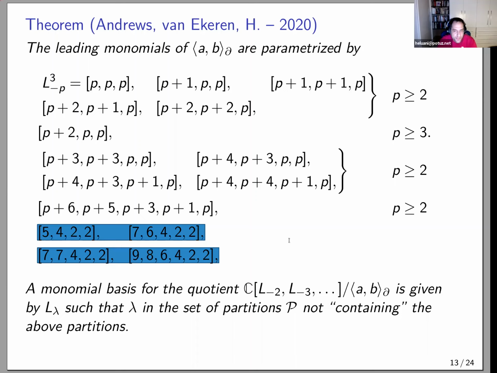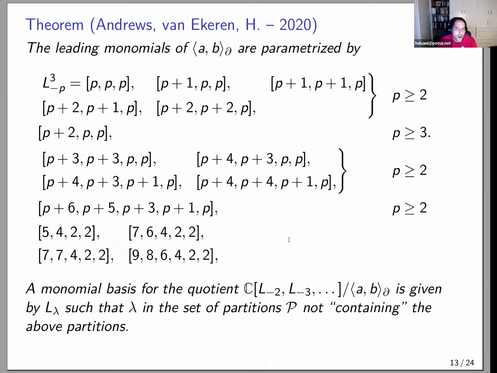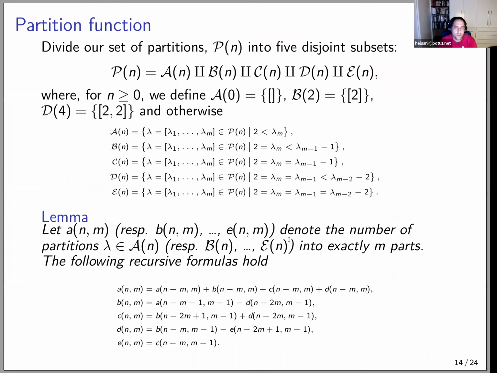And because of the existence of these 4 exceptional guys, you need to break up that set of partitions P in these 5 different sets where you have a 2 or you don't have a 2. That's A, you don't have a 2. Well, if you have a 2, do you have another 2 or not? And if you have 2 2s, do you have a 4 or not? So those are the 5 sets that you're dividing. And then you find easily recurrence relations between those.